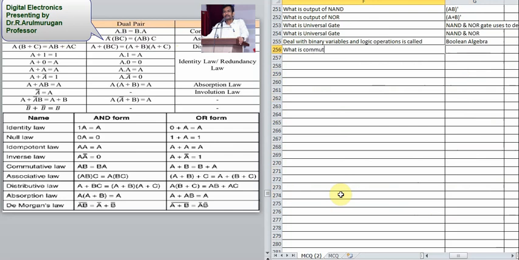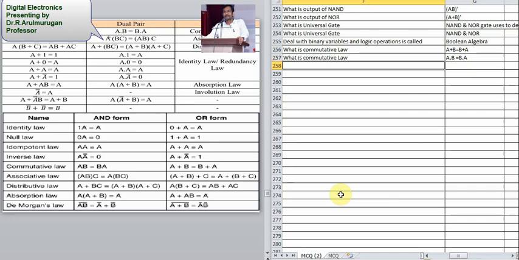Commutative, not cumulative, commutative law. Commutative law means A plus B is equal to B plus A, or A dot B is equal to B dot A. So you should know the commutative law.